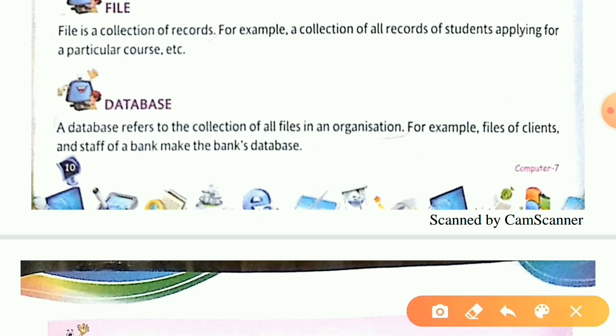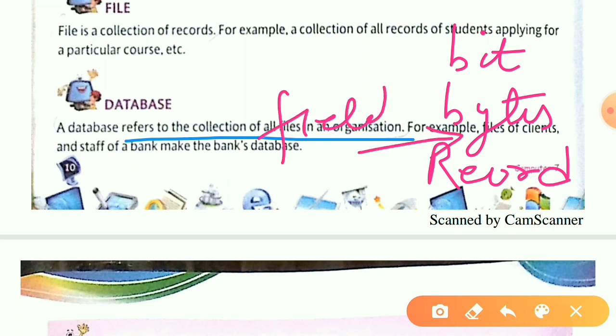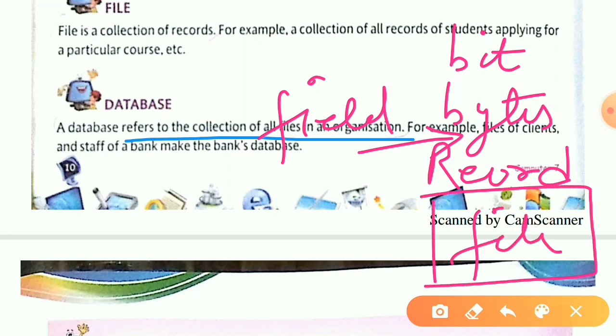Okay, now coming towards the main definition, that is your database. Database refers to the collection of all files in an organization. The collection of all the files basically refers to your database. In very simple terms, firstly we have learned bit, then we have learned bytes, then in between we have learned our field, then record, then file, and now the collection of these files is known as your database.